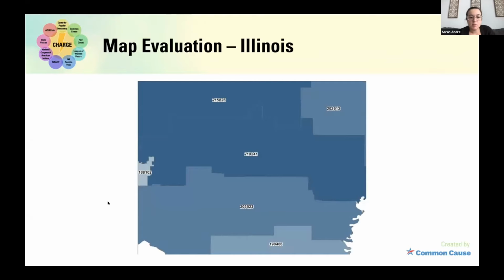So this is an example of a map analysis of district total populations. And if you see here, this district here is about 188,000, while this one here is about 203,000. So this could be an example of how you could use a shapefile combined with 2020 census data to see concretely that two districts are not equal in population.